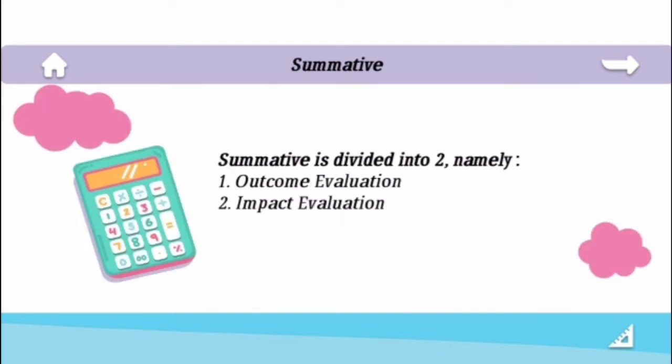Summative is also divided into two, namely outcome evaluation and impact evaluation. Outcome evaluation investigates to what extent the program is achieving its outcomes. These outcomes are the short-term and medium-term changes in program participants that result directly from the program. For example, an outcome evaluation may examine improvements in participants' knowledge, skills, attitudes, intentions, or behaviors.